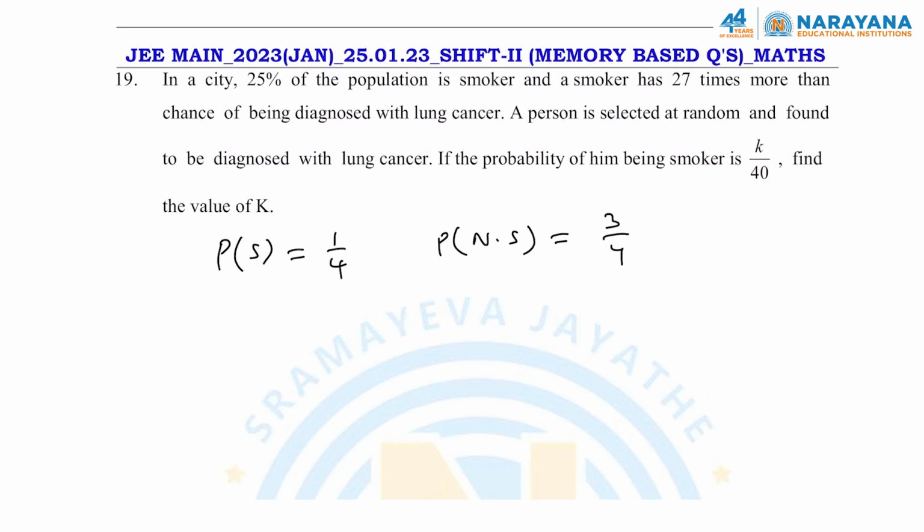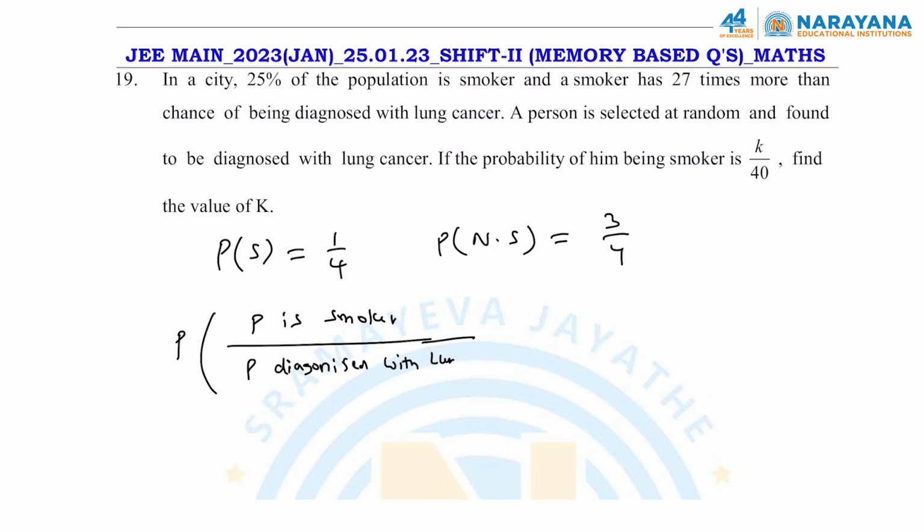So what he is asking: a person is diagnosed with lung cancer, what is the probability that he is a smoker? Which means he is asking the probability that the person is a smoker divided by the probability that the person is diagnosed with lung cancer. So this is what he is asking.